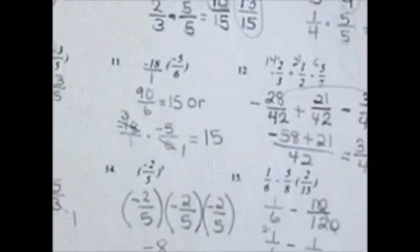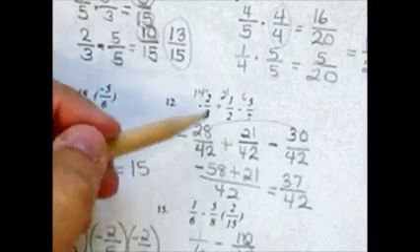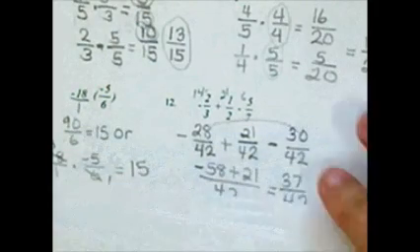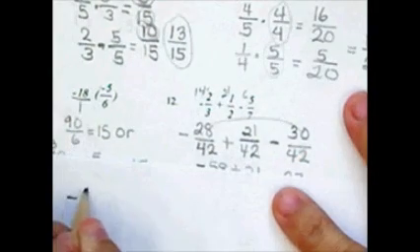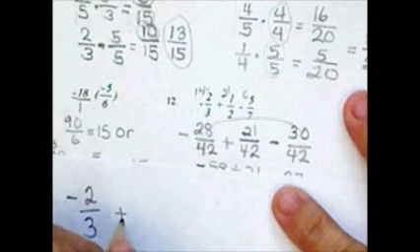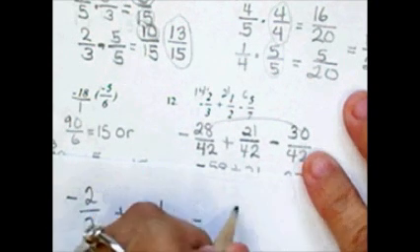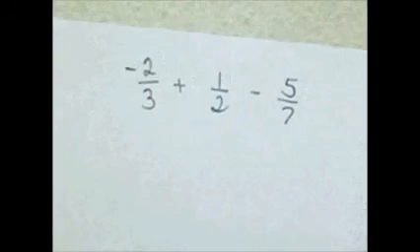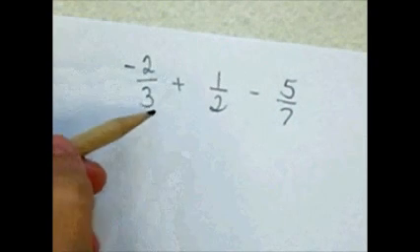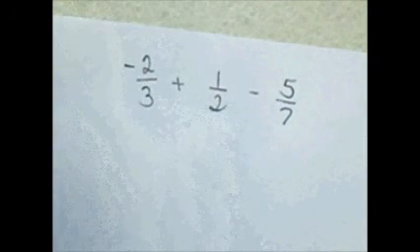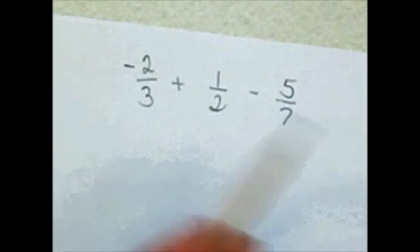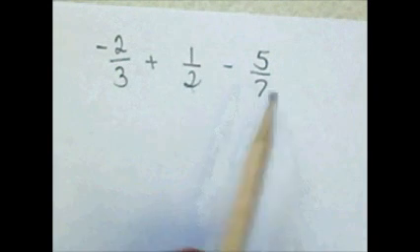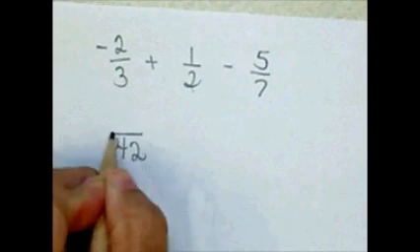Okay, and then this problem is the same thing, only I'm doing a shortcut here. And let me show you what I did so you can see. Okay, I have negative 2/3 plus 1/2 minus 5/7. It's easier to see if I write it this way. So what I did is I said, okay, the first thing I need is a denominator. I multiplied the denominators together. So 3 times 2 is 6, 6 times 7 is 42. So that's going to be my denominator. Okay?